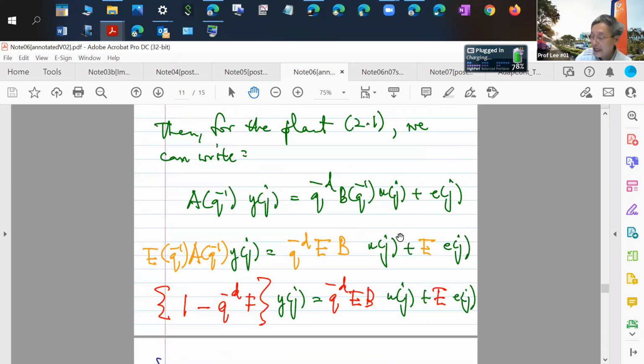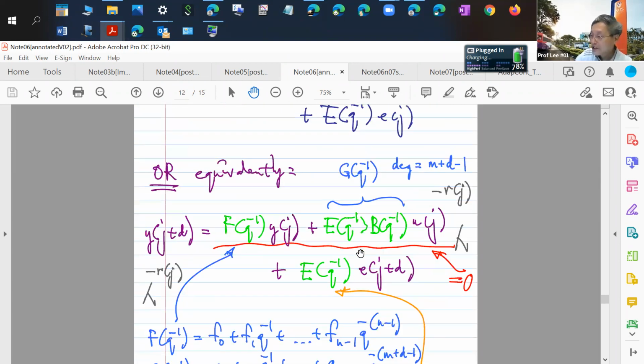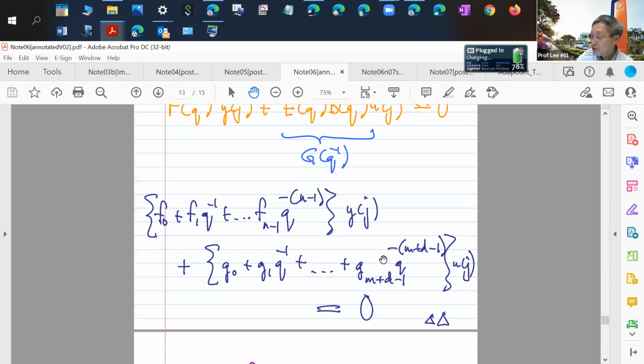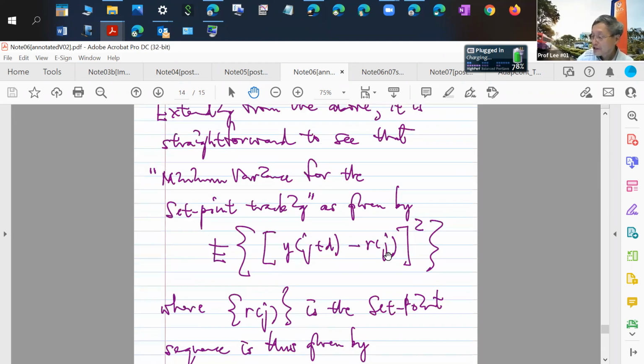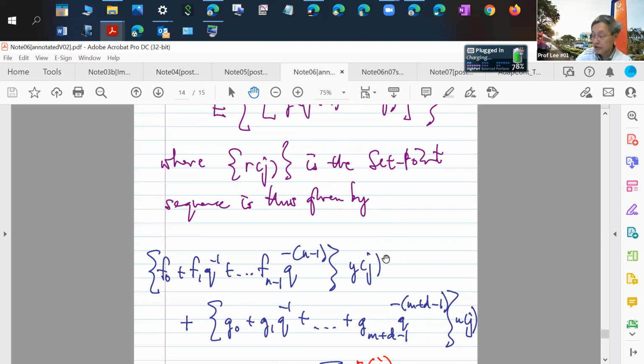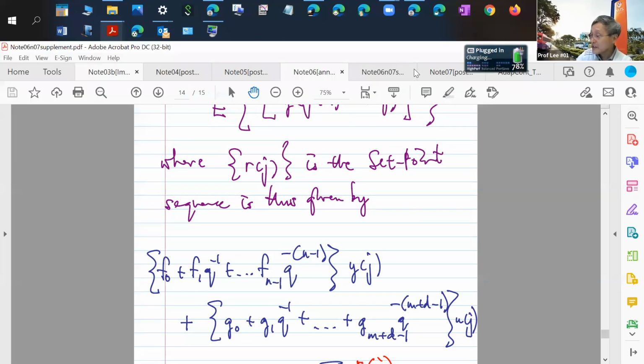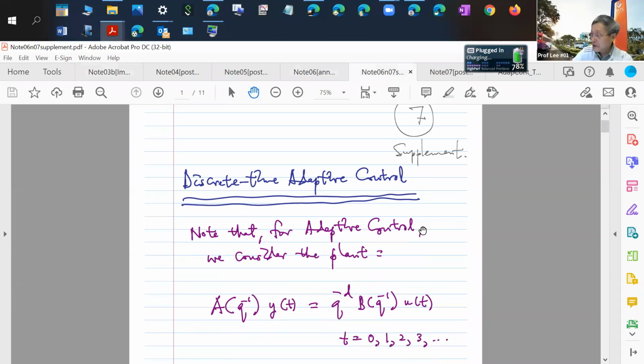So once you have that, you can proceed as before, equivalently, and you will get the so-called equivalent perfect control law. Okay, and let me push on further, which is here. So as I said, once you have this, which is the next file, again, my promise, not for exam.